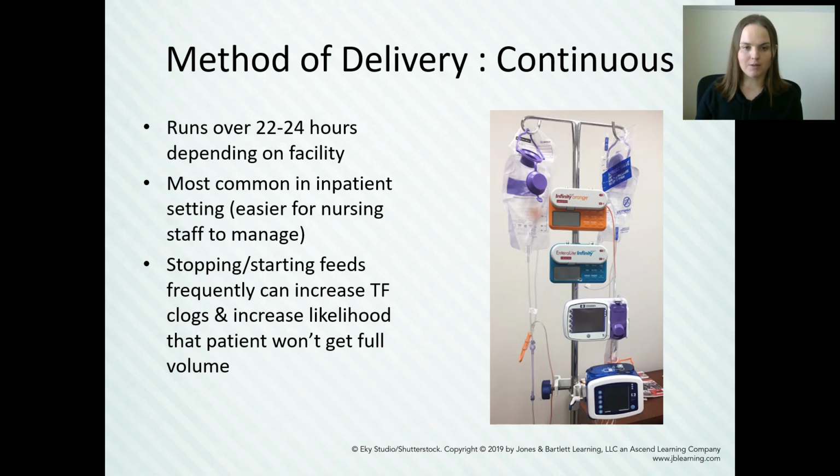And the research shows that stopping and starting feeds infrequently increases the risk of tube feed clogs, and it also increases the likelihood that the patient won't get their full volume. So I would say it's pretty common that when the tube feeds are stopped, say the patient wants a shower, they unhook the feeds, the patient gets in the shower, they finish their shower within 20 minutes, but the nurse is with some other patients, so maybe it doesn't get restarted for an hour or even 2. So those are all things to consider.